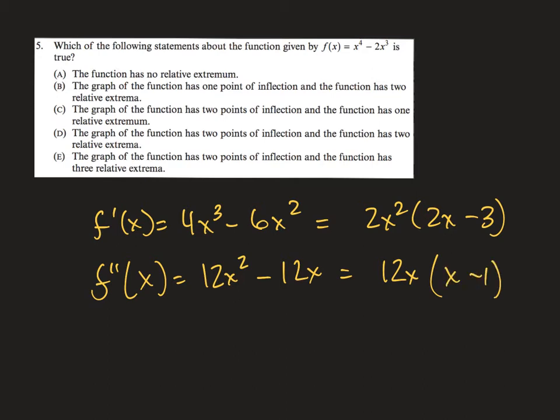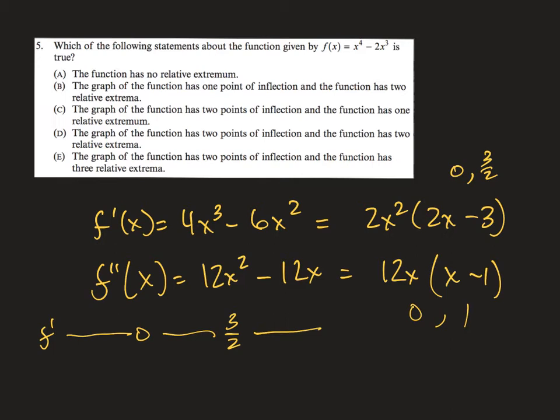Okay? So I'm doing that work ahead of time so I can kind of see what's going on. Basically, we are going to have 2 critical points, right? We're going to have 0 and 3 over 2. And we're going to have potentially 2 inflection points, 0 and 1. If you're going to do this without a calculator, you better do a sign diagram, 0, 3/2. This is my first derivative sign diagram.